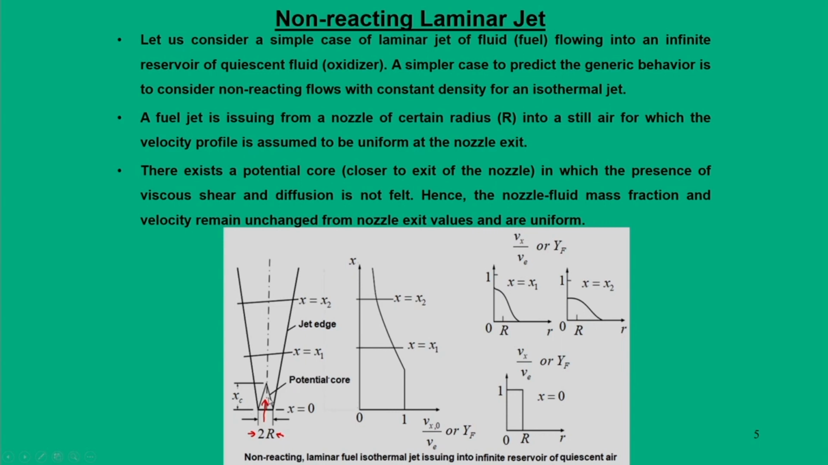This is similar to a fully developed flow in a pipe. What we say is that there exists a potential core closer to the nozzle exit, in which the presence of viscous shear and diffusion is not felt. That means, within this potential core the fuel moves freely without any viscous dissipation or diffusion, and in fact it has sufficient momentum. The nozzle fluid mass fraction and velocity remain unchanged from the nozzle exit value, and they are uniform.